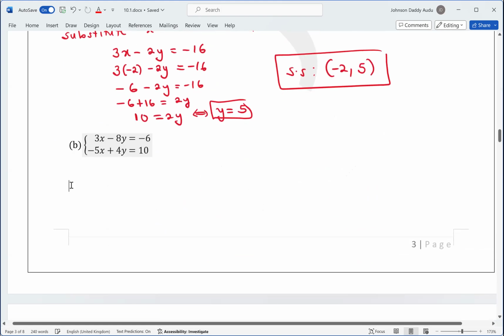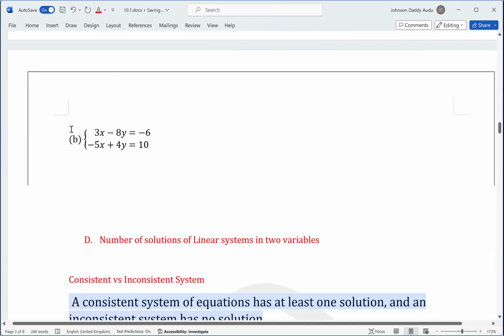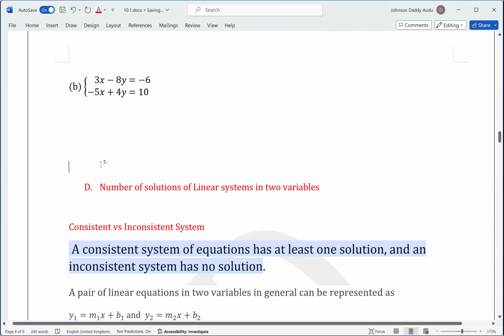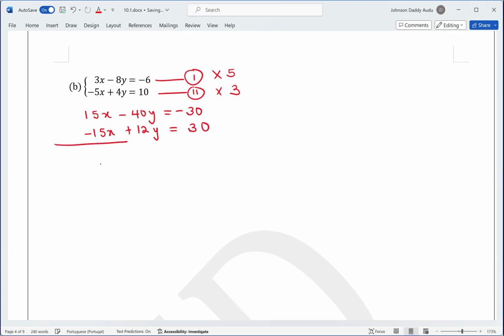So then let's solve one more system. So here, let's try to eliminate x in this case. Let's call this 1, call this 2. We can multiply this by 5, and we can multiply this by 3. So this will be 15x minus 40y equals minus 30. And this is going to be minus 15x plus 12y equals 30, right?